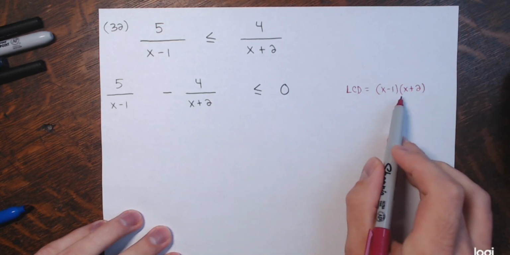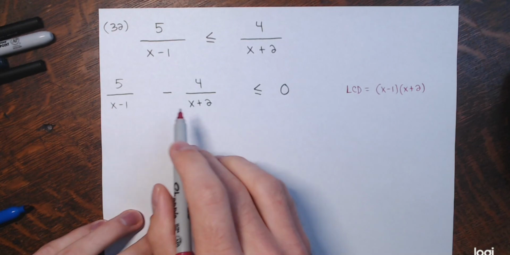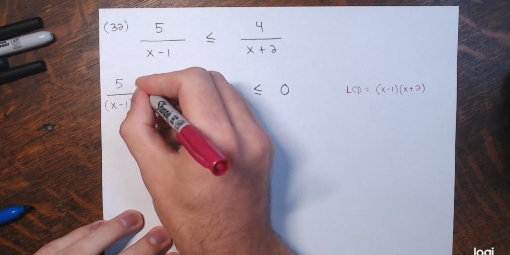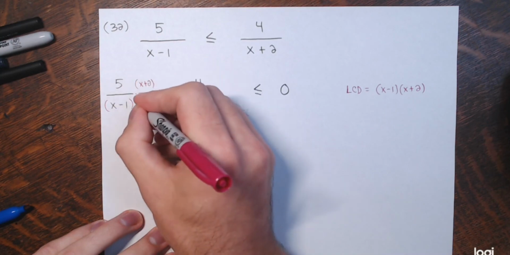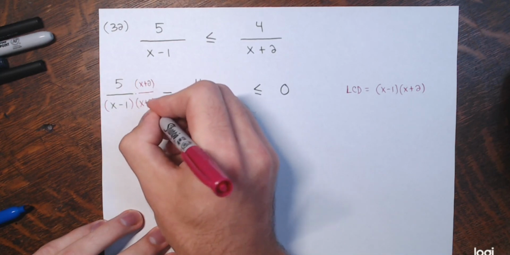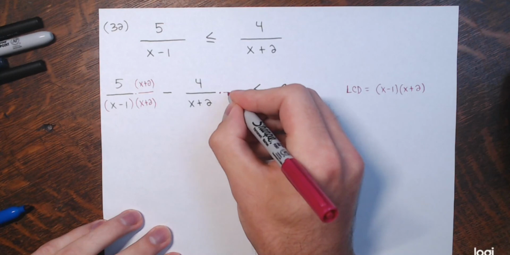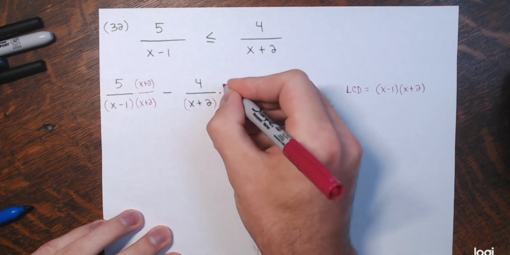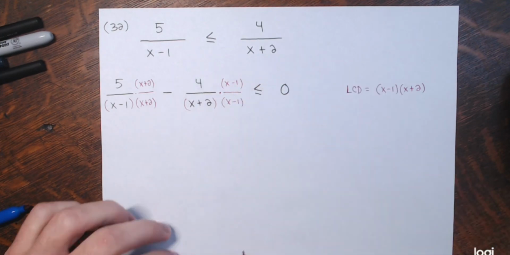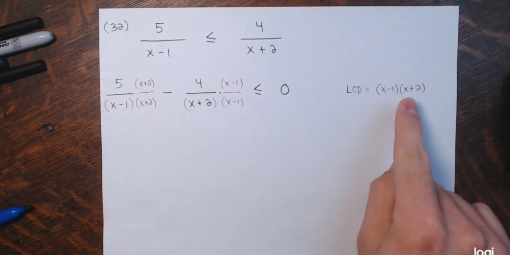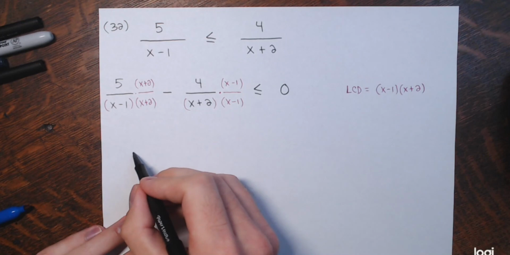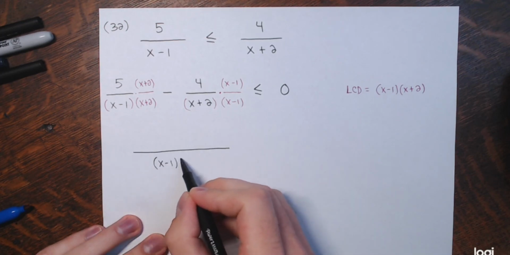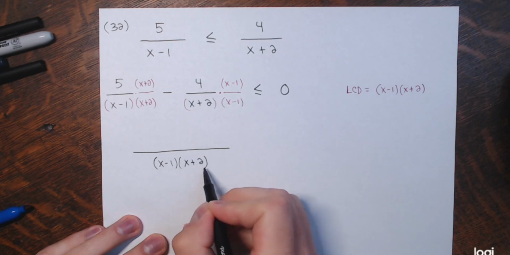So in order to get this to be the denominator of both these fractions, the first fraction, I'd have to multiply the numerator and denominator by the quantity x plus 2. And then this second fraction, I'd have to multiply the numerator and denominator by the quantity x minus 1. Now both of these have this LCD as the denominator. So when I subtract, x minus 1 times x plus 2 will be the denominator.